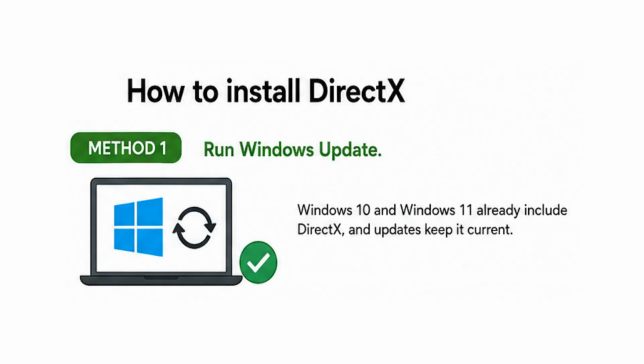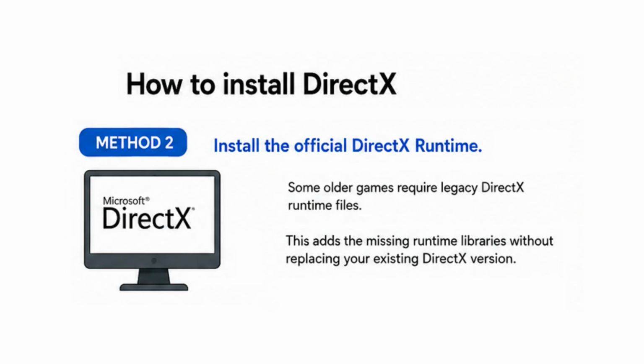How to install DirectX? Method 1: Run Windows Update. Windows 10 and Windows 11 already include DirectX, and updates keep it current. Method 2: Install the official DirectX Runtime. Some older games require legacy DirectX Runtime files. This adds the missing runtime libraries without replacing your existing DirectX version.